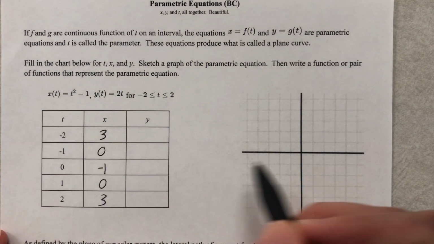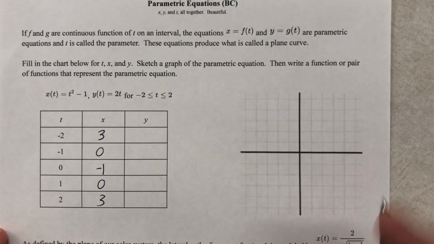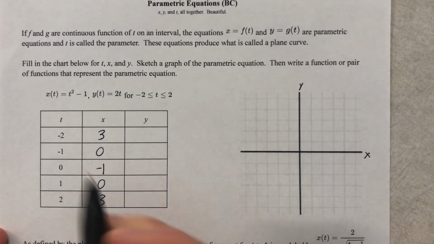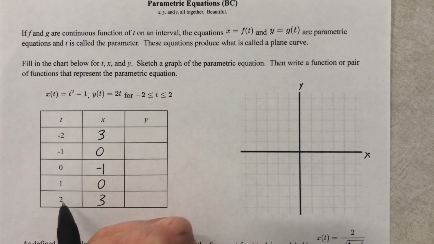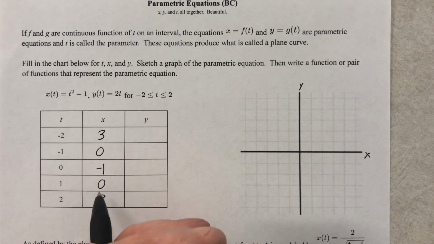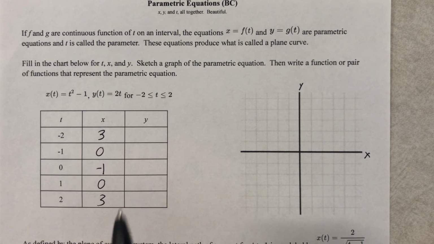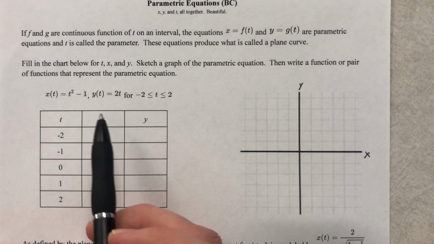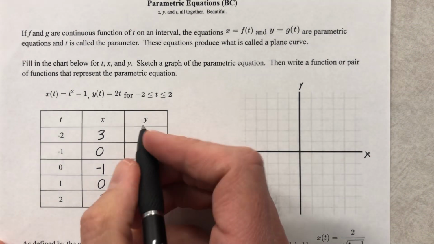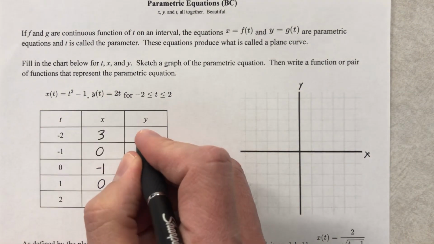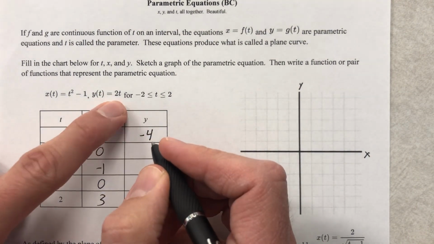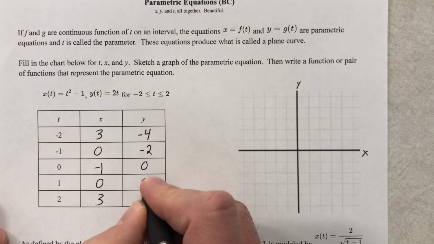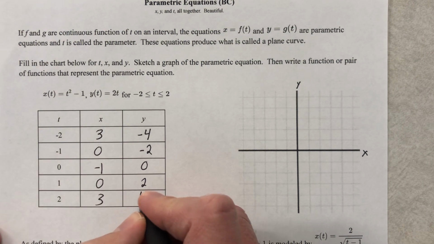Now, I'd love to come over here and start plotting, but I can't, because I have my x values, I don't have my y values yet. And the t value determines the x, and it determines the y. So I have a parameter for x and a parameter for y. And I have 2 equations to deal with. So -2 goes here, that gives me -4. -1 goes here, it gives me -2. 0 goes here, it gives me 0. 1 goes here, it gives me 2. 2 goes here, it gives me 4.